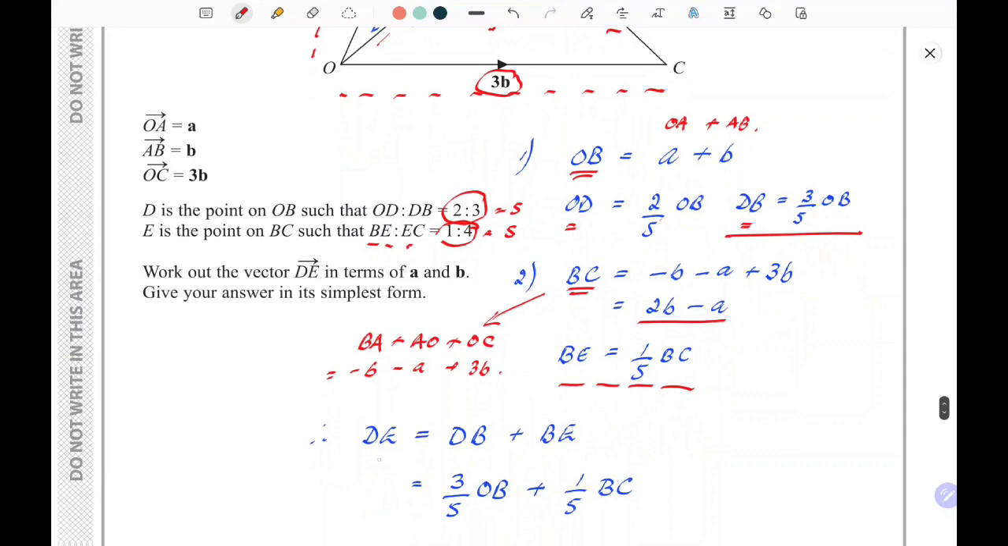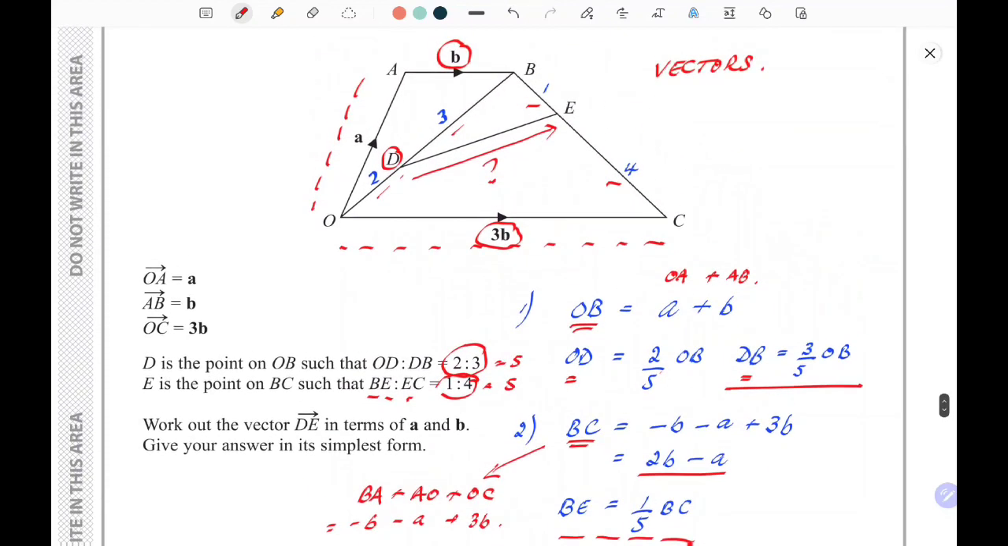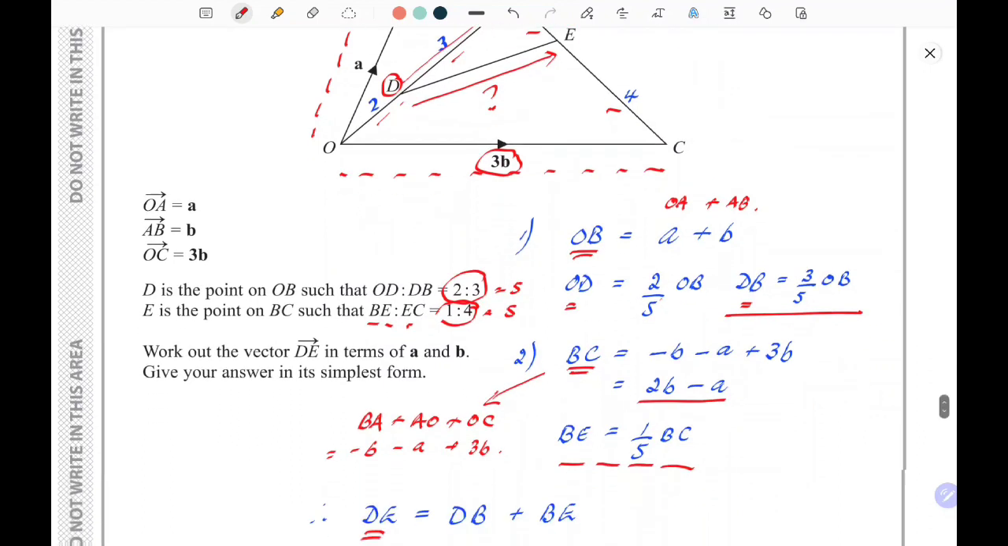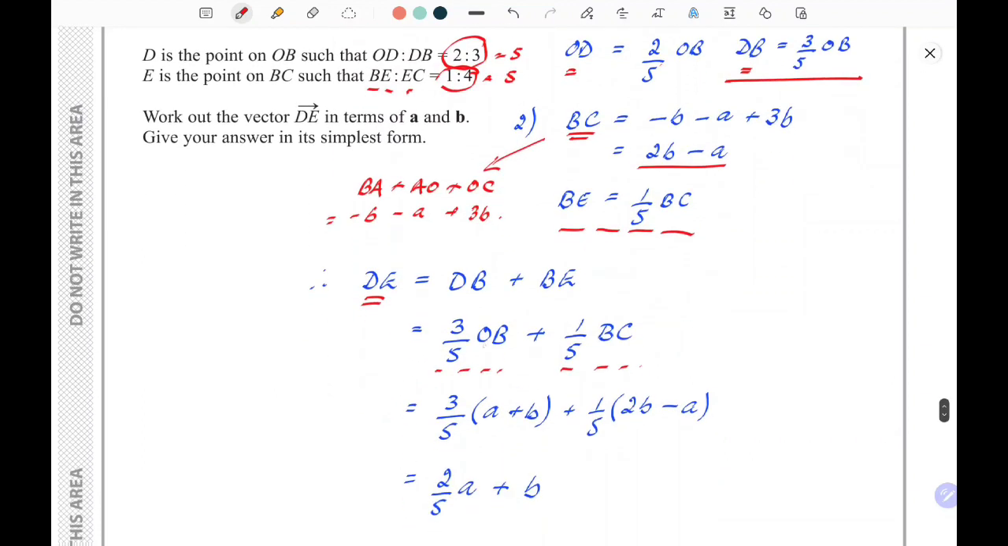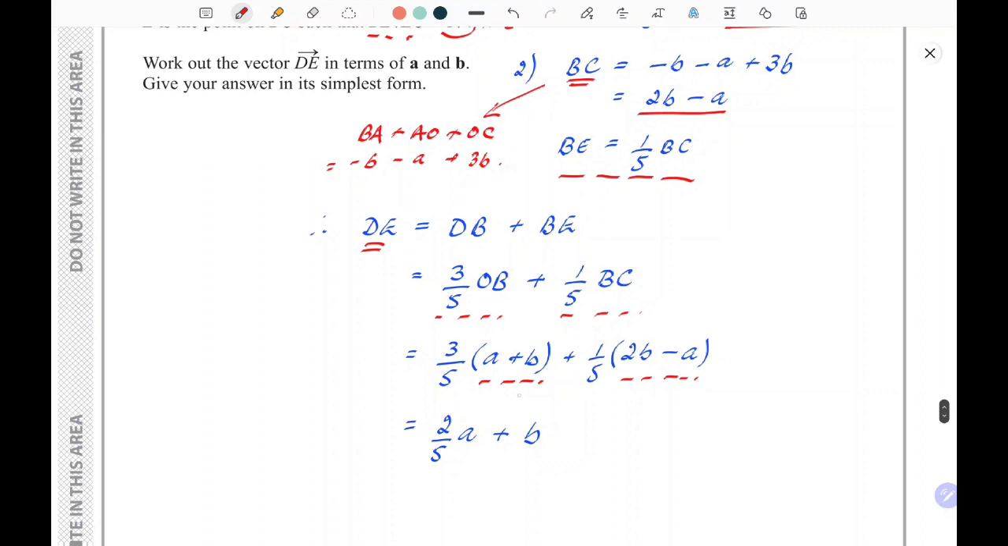And the thing that they've asked us for, DE, sliding down again, DE must be the same as DB plus BE. So we're going to go that way and then that way. We've worked out all these elements, so we've got the two vectors that we want. So DB, 3/5 of OB, plus 1/5 of BC. Now replacing the OB and the BC with the correct values of A and B, you can see that we have these results, B there and 2B minus A. Tidy all that out.